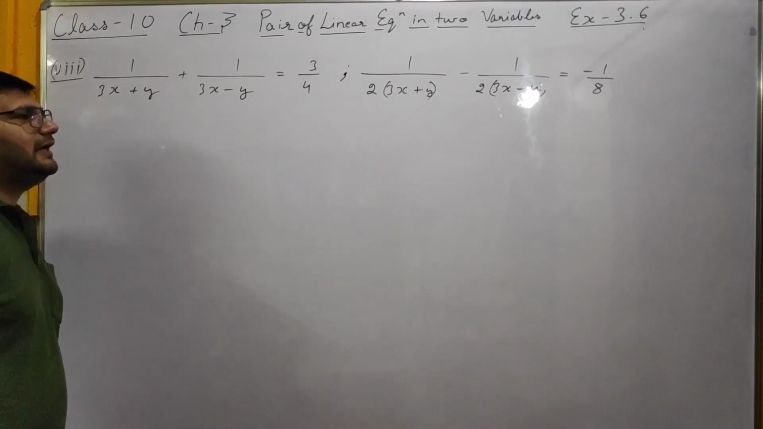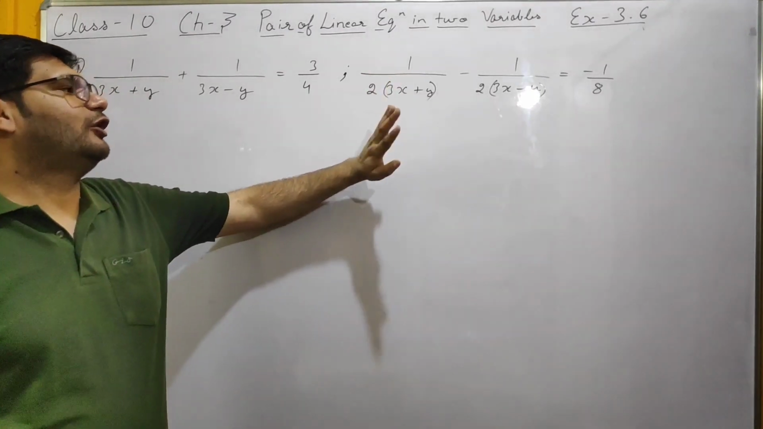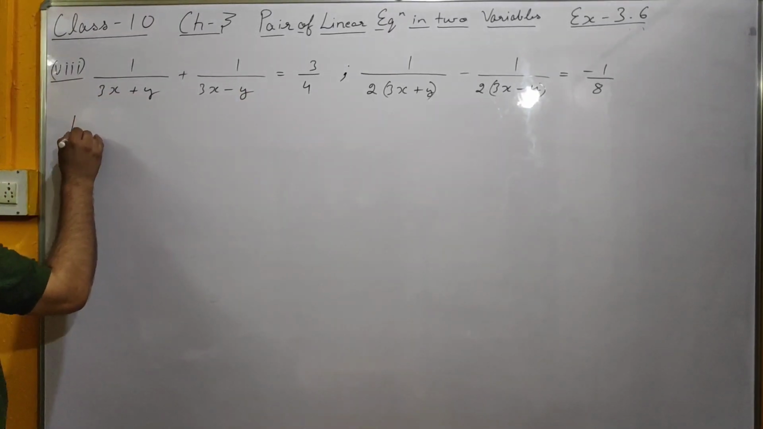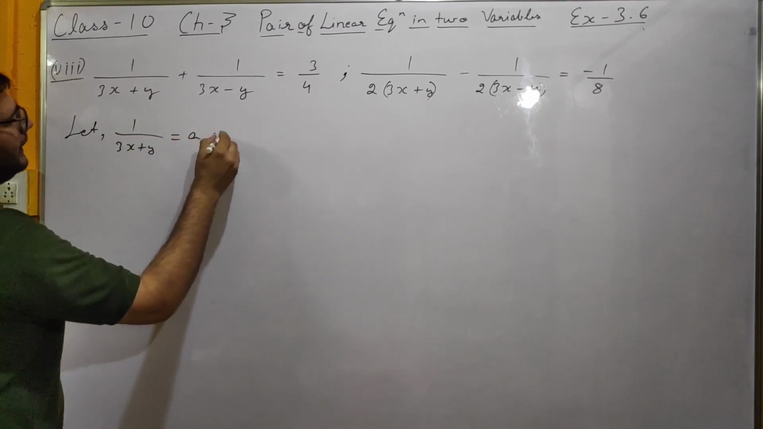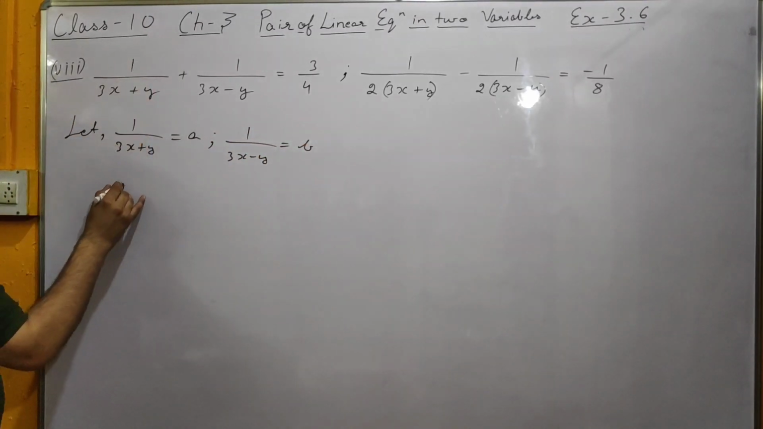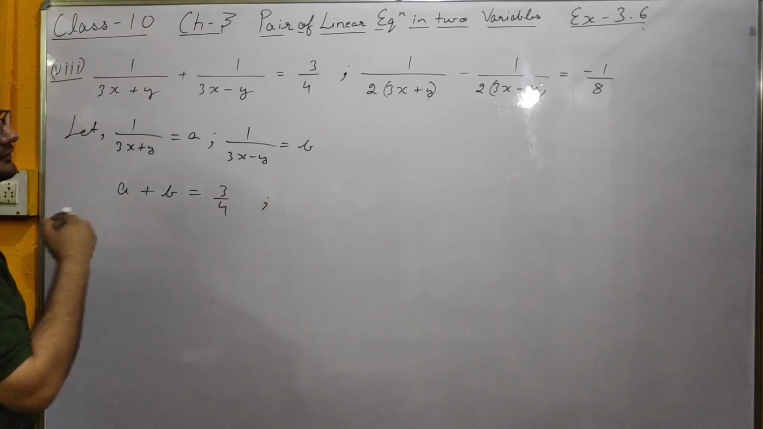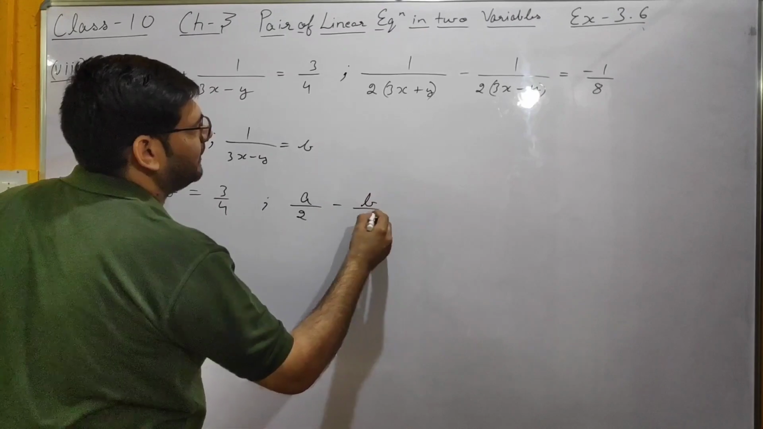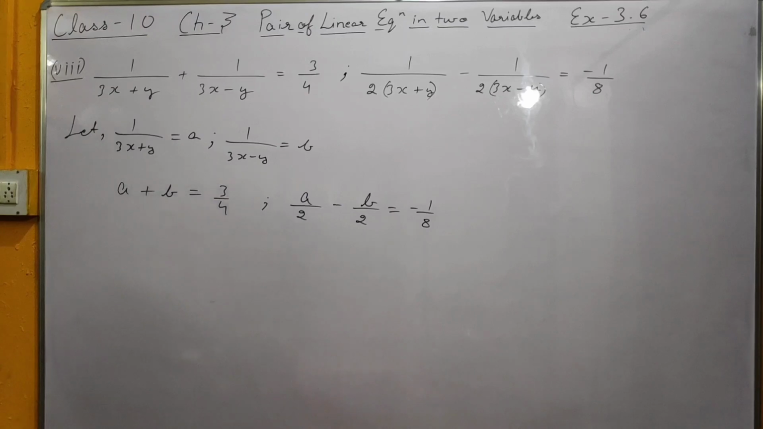Eighth part. It is also in double step. 1 by 3x plus y is common. Similarly, this part is also common. So what we will write? Let 1 by 3x plus y equals a and 1 by 3x minus y equals b. So this is a plus b equals 3 by 4. Isn't it? Very simple. And here it is a by 2 minus b by 2 equals minus 1 by 8. Let's reduce them a little bit more.